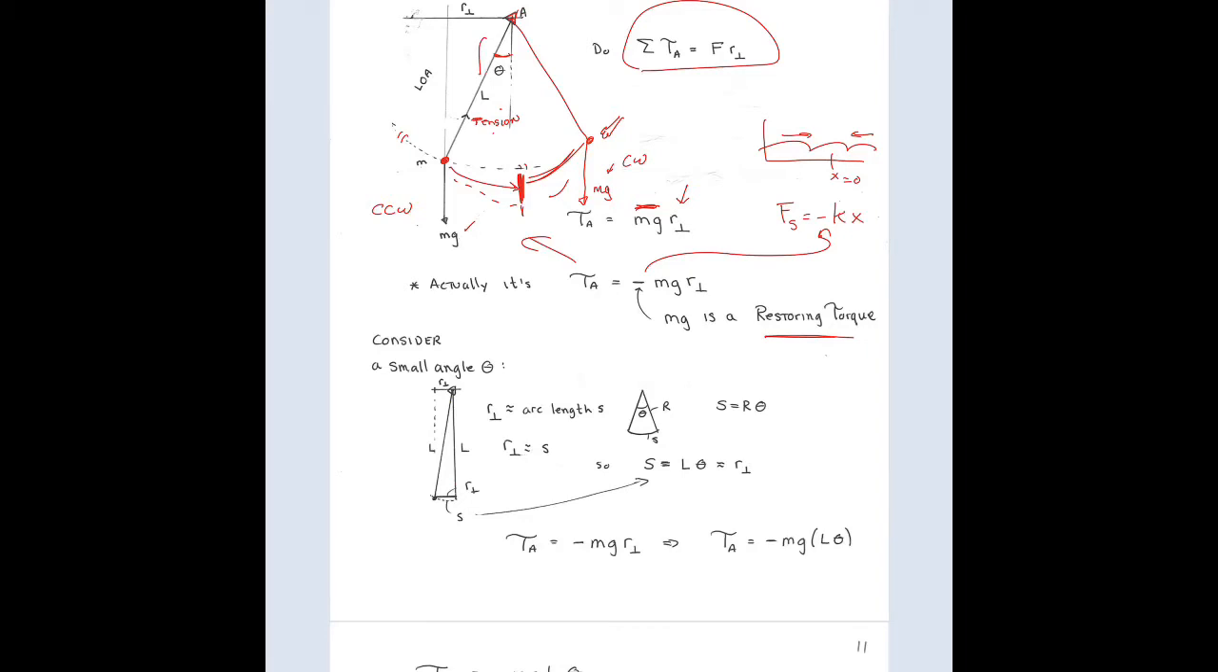That's the line along the string, that's the length of my string, right there. And then, instead, if I look at what this bob does, what path does that follow? Well, that's an arc, right? It's part of a circle, right? So that would be my arc right there.